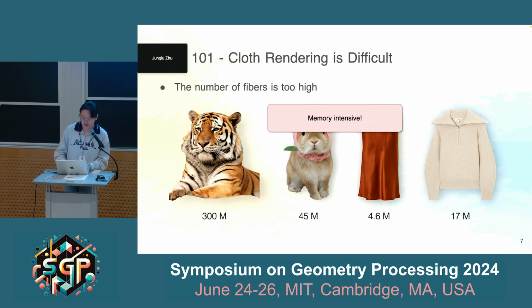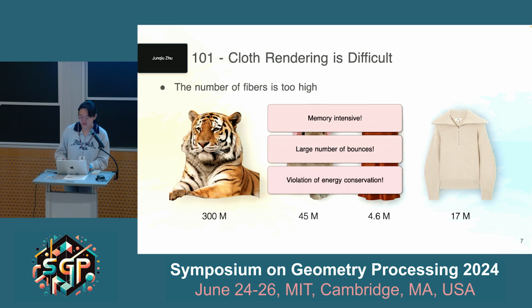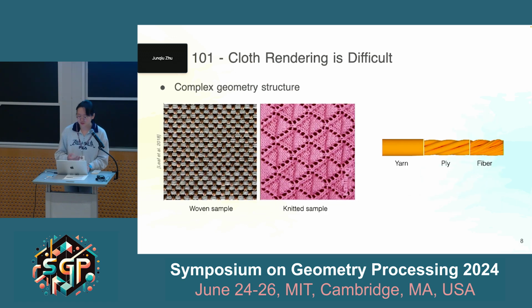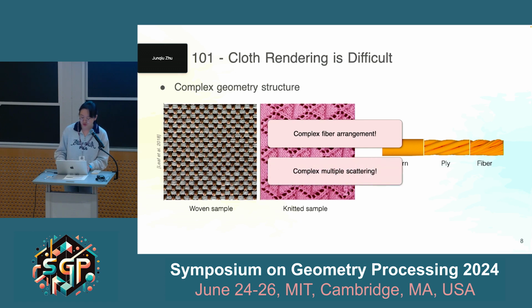Moreover, the abundance of fibers presents complex multiple scattering, and the increased number of light bounces leads to slower rendering and difficulties in achieving convergence in the rendering results. In addition, the appearance of cloth is even more difficult because of the complex different levels of geometry. So the multiple scattering in a yarn is complex, which makes it difficult for the rendering result to converge. Also, due to the complexity of the geometric structure and fiber arrangements, it is challenging to derive the correct aggregated shading model.